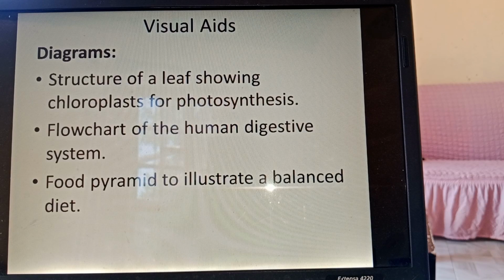Maybe later I will produce a video on the structure of a leaf, and then I can also produce a video on the human digestive system, and then I can also produce a video on the food pyramid to illustrate a balanced diet.